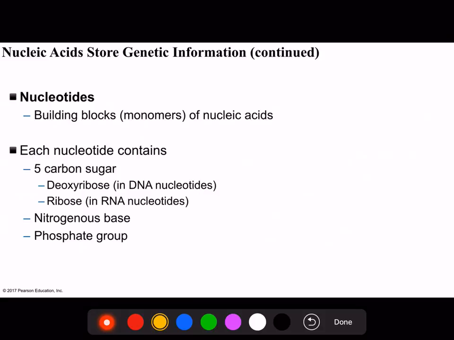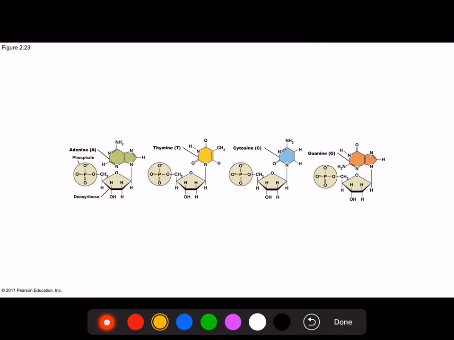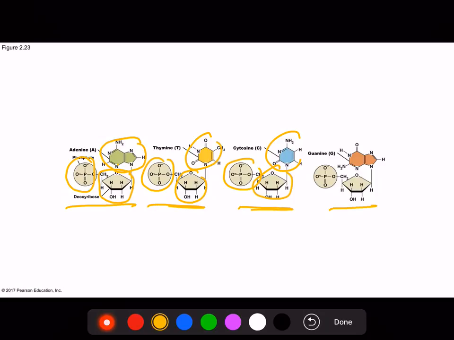So what are the nucleotides? Each nucleotide will contain a 5 carbon sugar, either the deoxyribose or the ribose in DNA or RNA, a nitrogen base, and a phosphate group. So this is the ribose sugar or the deoxyribose. This is the phosphate group, and this is the nitrogen base. Ribose, phosphate, nitrogen base, phosphate, deoxyribose, nitrogen base, and so on. So each one of these is a nucleotide.